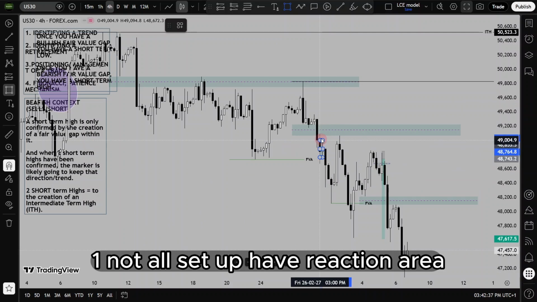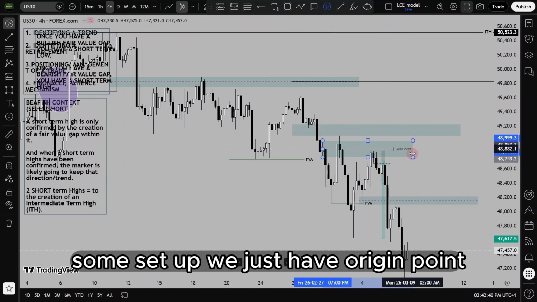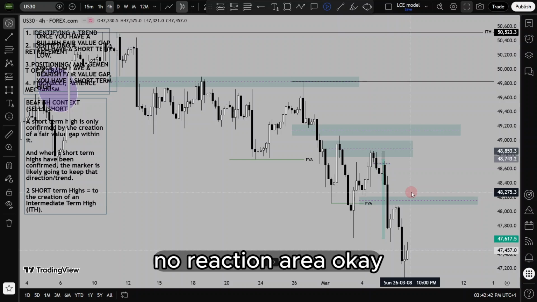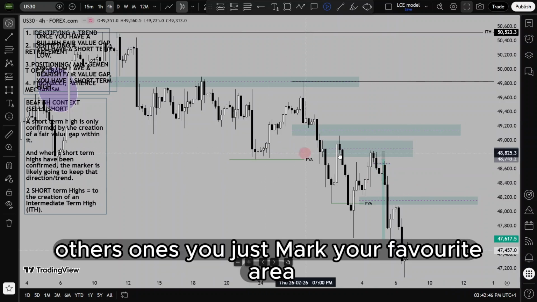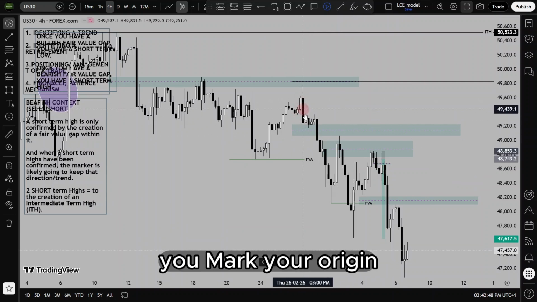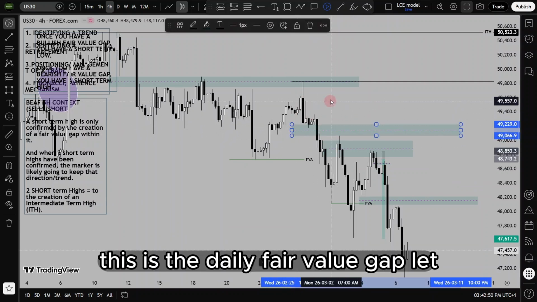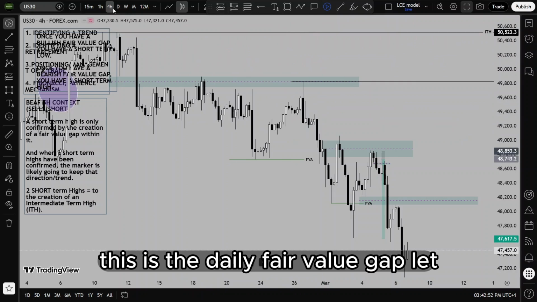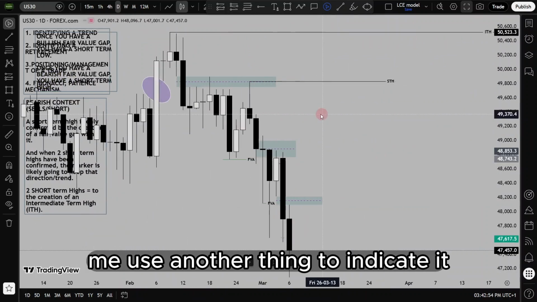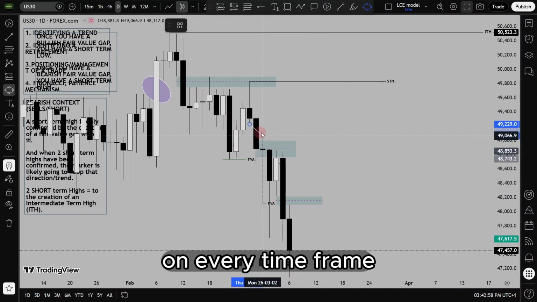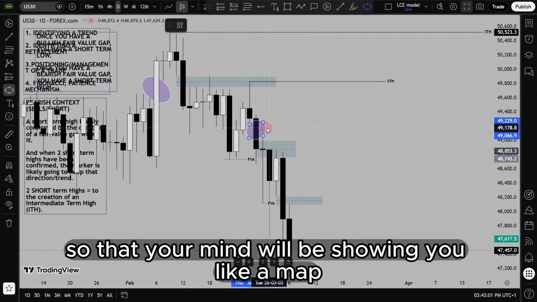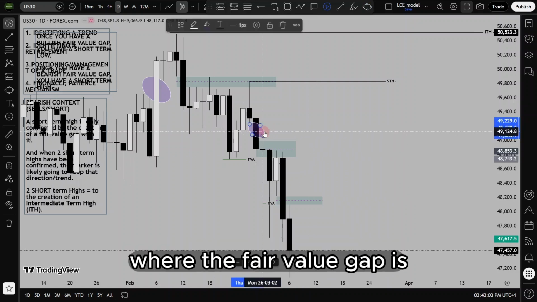Not all setups have a reaction area. Some setups will just have an origin point, no reaction area. Okay, just origin point. All those ones, you just mark your fair value area, you mark your origin. This is the daily fair value gap. Let me use another thing to indicate it, because I want you to be seeing the fair value gap on every time frame, so that your mind will be showing you like a map where the fair value gap is.